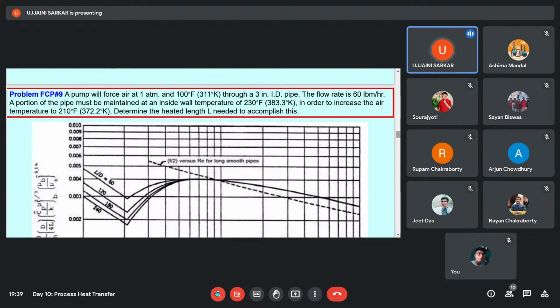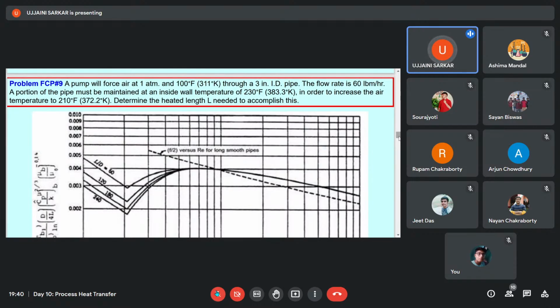As an engineer, the more you consider charts, standard charts or proprietary charts of well-known companies, or if you use nomograms, proprietary nomograms or standard nomograms, then you feel that you are an engineer and you are solving the problem with an engineering outlook, not as a scientist. Process heat transfer is an engineering subject. It is not a scientific subject like transport phenomena. Okay. So FCP9, forced convection through pipes, problem 9.